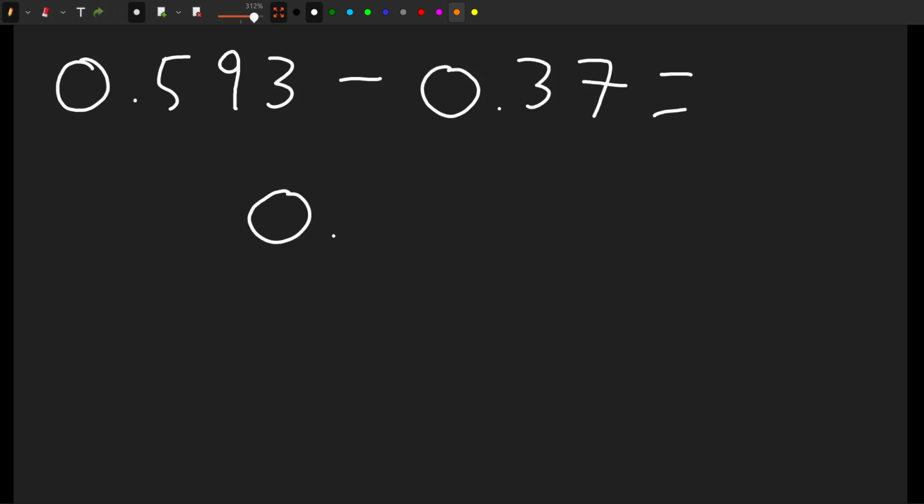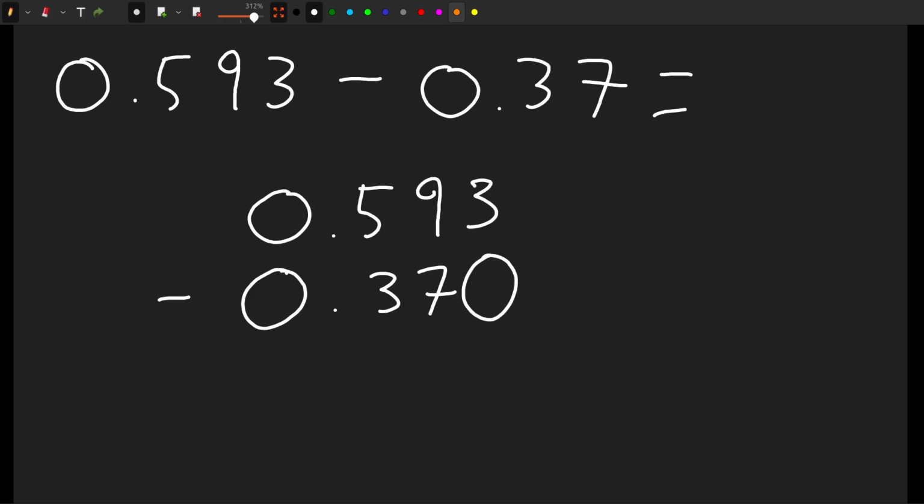I'm going to write them one on top of another. I'm going to make sure that the decimal point is lined up. And since 0.37 has no thousands, I'm going to add a 0. I'm going to subtract. And so now let's go ahead and subtract.